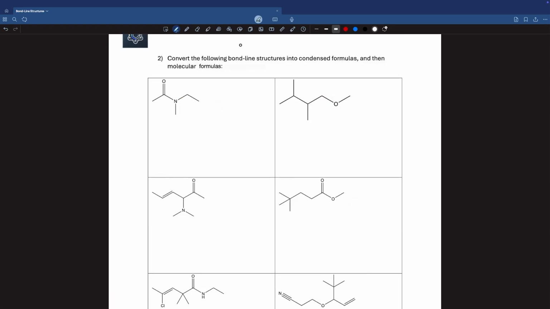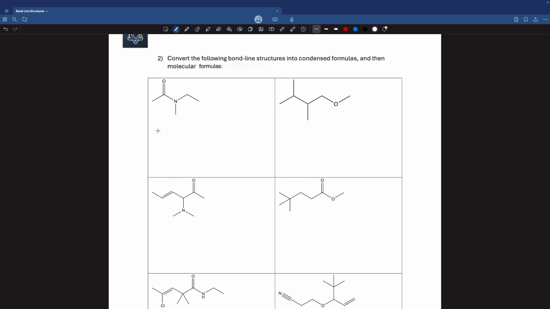The next question is asking us to convert the bond line structures into condensed formulas and then molecular formulas. So we're kind of working backwards. And I included this because it's maybe a good source of practice to work the other way, so we can really see how the patterns work with condensed formulas and molecular formulas. The answer key is a little bit more organized. We're just going to write this as it is, and verbally I'm going to say what is what, so you should be able to follow along.